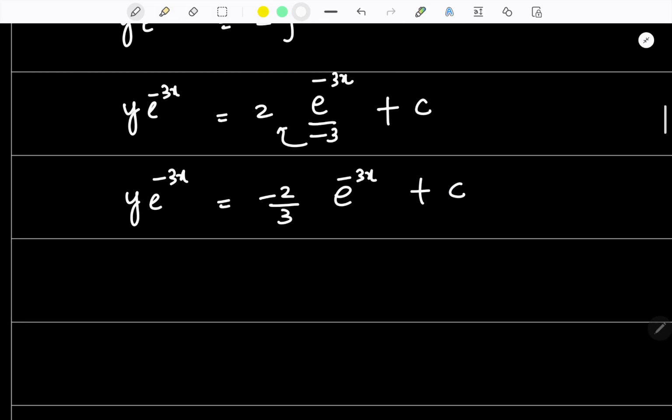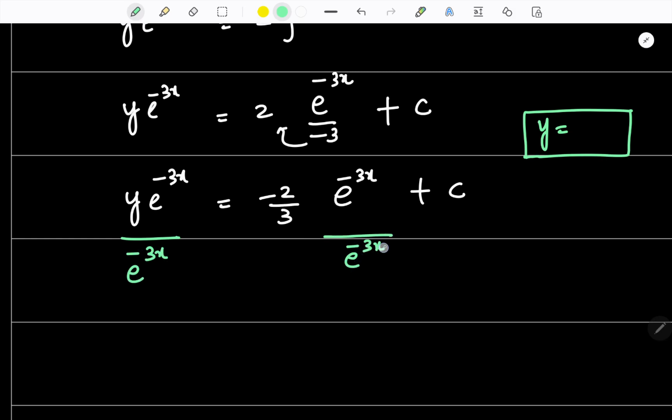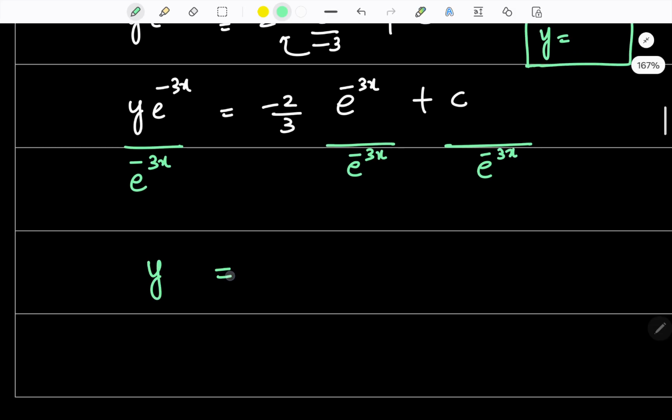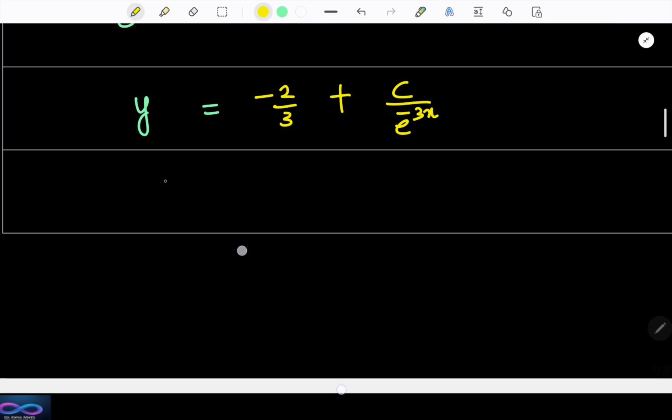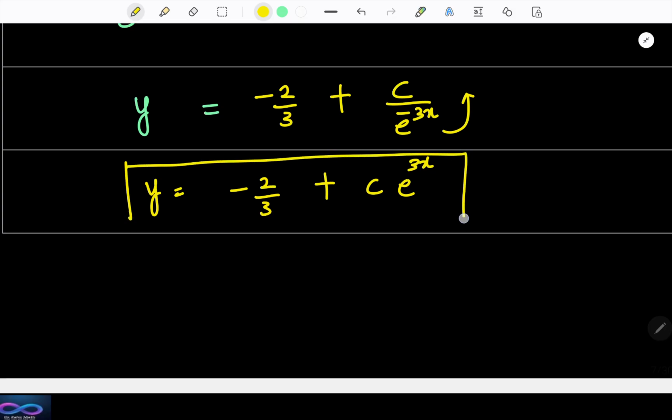What did I say? Solve the differential equation. So if you're going to solve the differential equation, you're going to give the answer what? y is equal to. So divide by e power minus 3x, divide by e power minus 3x, divide by e power minus 3x. So when I divide this, I will get y equals, and when I divide this minus 2 by 3, and this gets cancelled. And then when I divide this, it will be c e power minus 3x. Still I can write in a beautiful way, y equals minus 2 by 3 plus c, this I'm bringing to the top, e power plus 3x. So this is the solution of the differential equation.